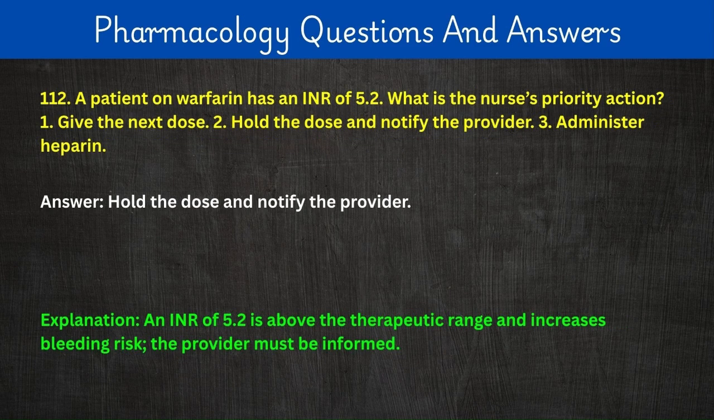112. A patient on warfarin has an INR of 5.2. What is the nurse's priority action? 1. Give the next dose. 2. Hold the dose and notify the provider. 3. Administer heparin. Answer: hold the dose and notify the provider. Explanation: an INR of 5.2 is above the therapeutic range and increases bleeding risk. The provider must be informed.